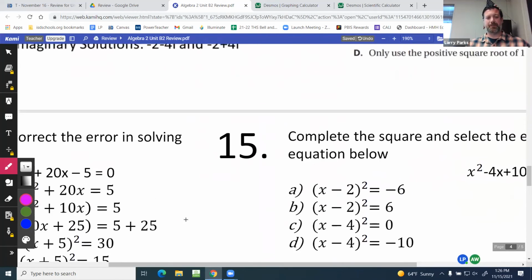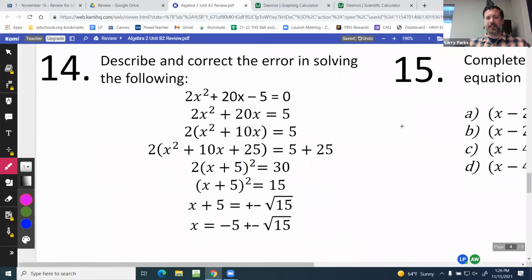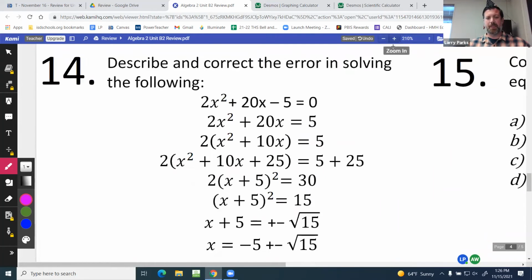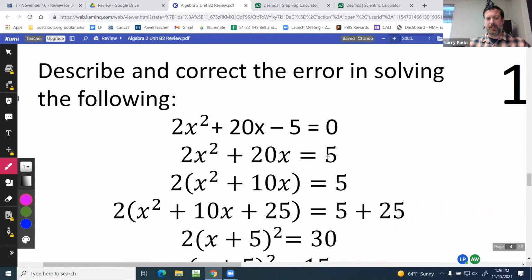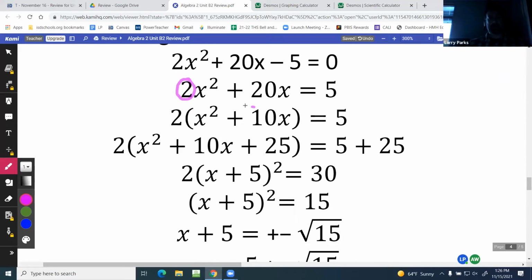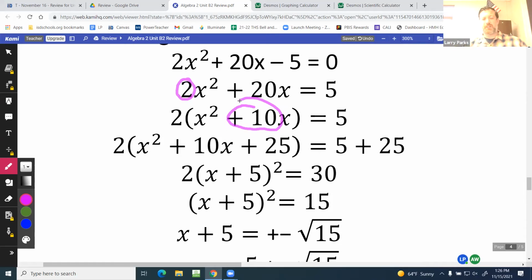Wow, we still got quite a bit. Describe the error here. So you move the negative 5 over, it makes 5. Before you take that number, you look at this number, and you factor out this number, which they did. So 2x squared is 2x squared, 2 times 10 is 20. And then you take this number, you divide by 2 and you square it. That's how they got 25. And so if you add 25 here, this is really 2 times 25. So that should be 50. That's where they made their mistake.